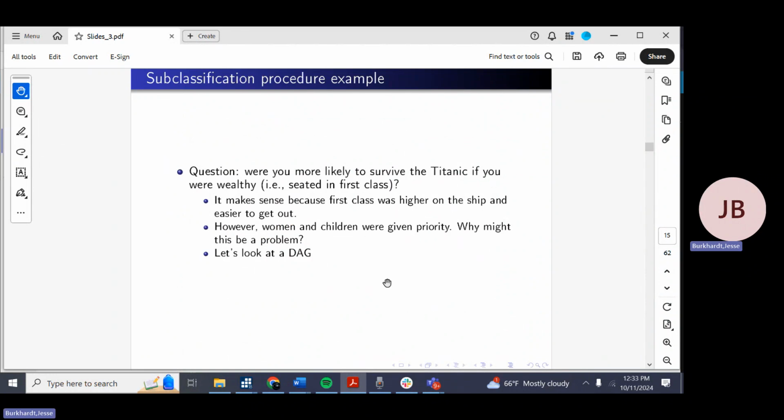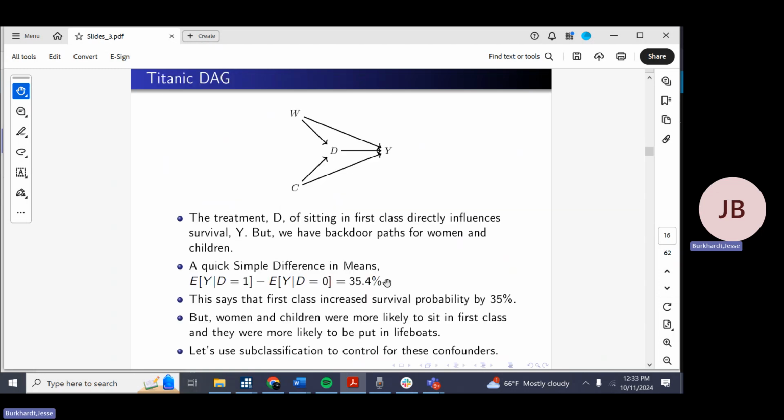Let's look at another example. So the book talks about, are you more likely to survive the Titanic if you're wealthy, seated in first class? The argument is that it makes sense because first class was higher on the ship and easier to get out. However, women and children were given priority, so why might that be a problem? If that's a problem, how can we solve it?